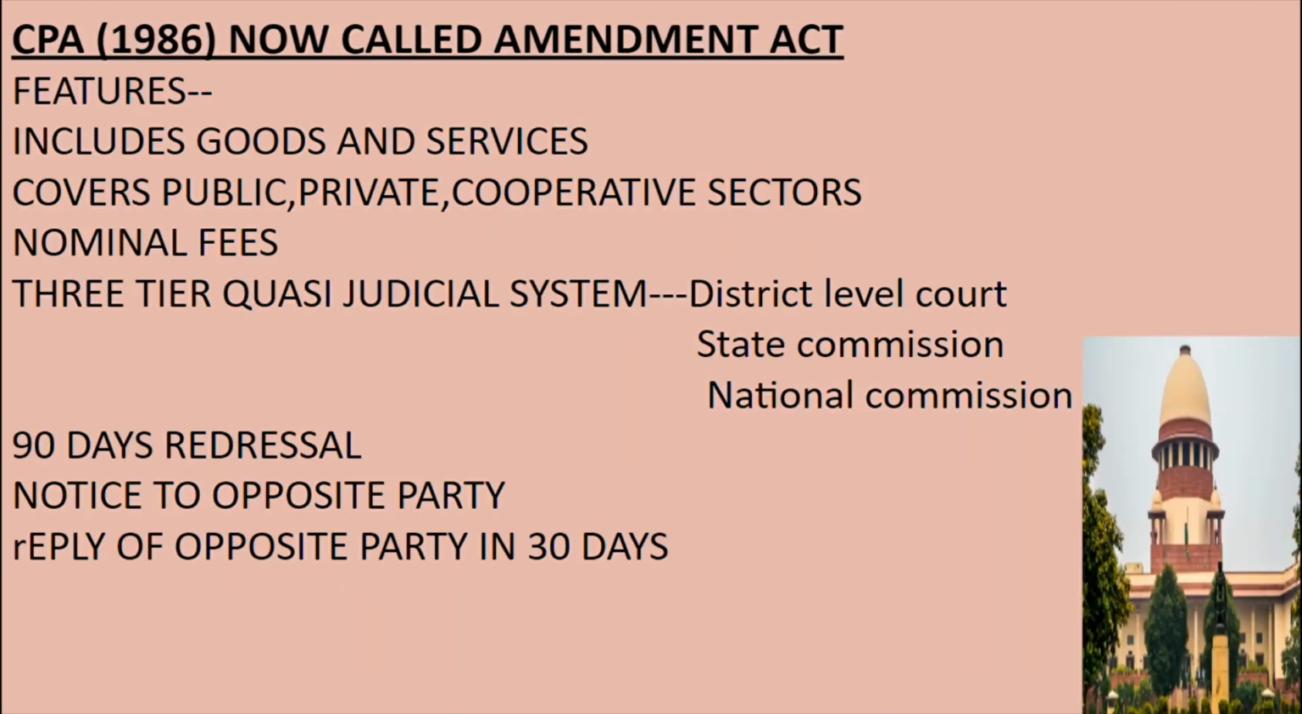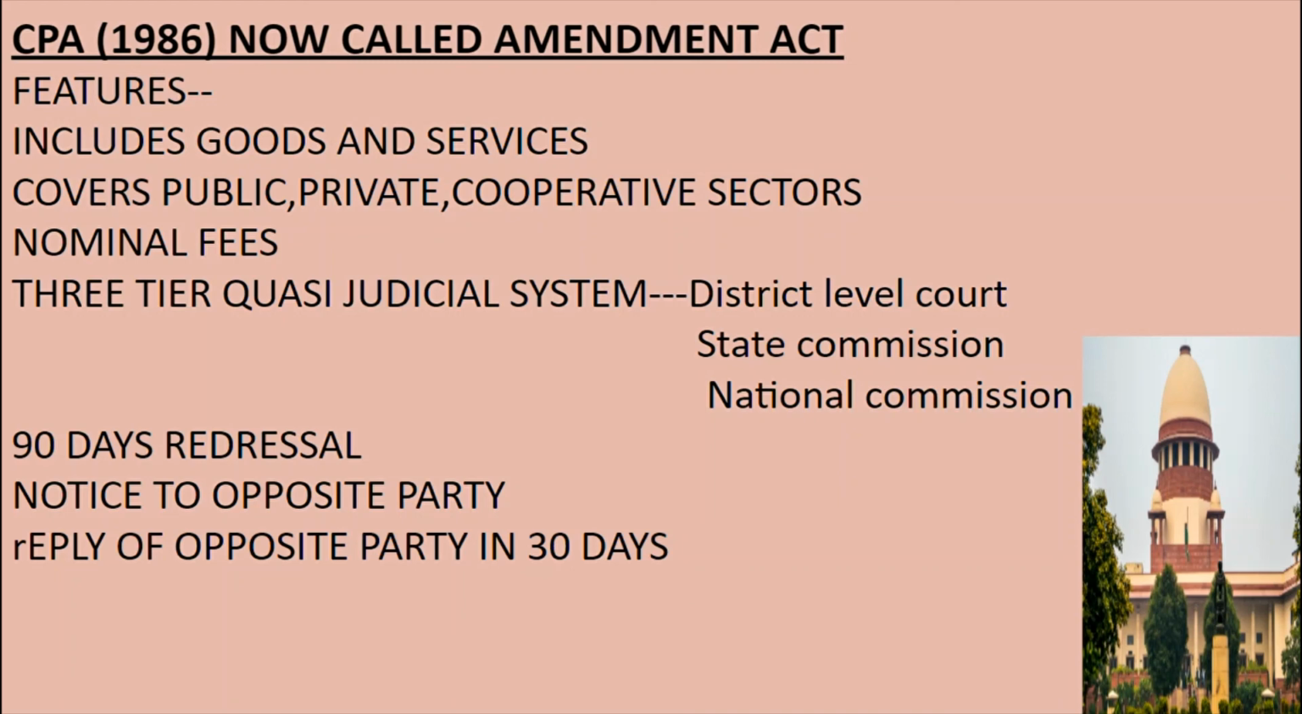Let's see what is CPA. CPA is Consumer Protection Act which was given in 1986. Now it is called Amendment Act of 2011. What are the various features of CPA? It includes both the goods and the services. It covers public, private and cooperative sectors. Nominal fees is kept for filing the complaint in a court.